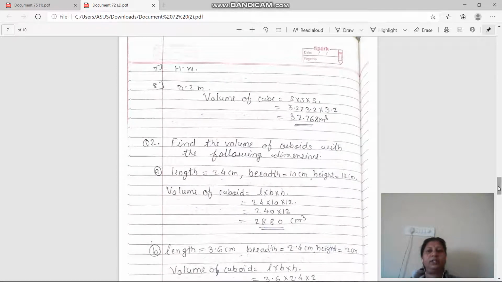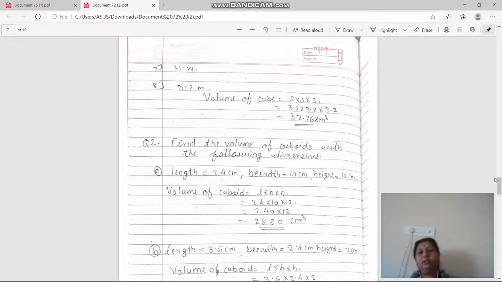Then in the second question, find the volume of cuboid with the following dimensions. Length is 24, breadth is 10 cm and height is 12 cm. Now here volume of cuboid is equal to length into breadth into height. So what is the length? 24, breadth 10 and height 12. So 24 multiplied by 10 we get 240, multiplied by 12. What do we get? 2880 cubic centimeter. Get it?